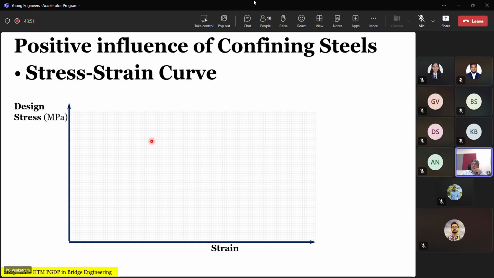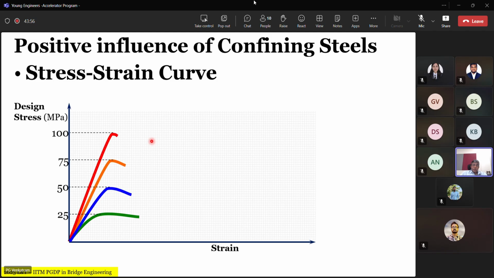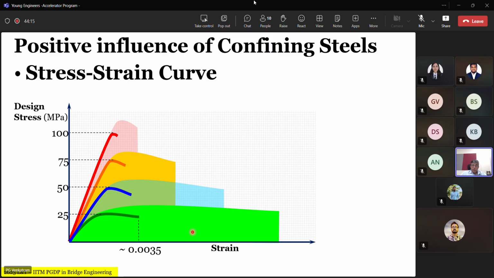Okay. Now, let's go back and look at the stress strain curves for concretes of 25, 50, 75, and 100. When we provide confinement, what happens to them? So you see, we have an epsilon cu of 0.0035 for the low strength M25. And when you do it in confinement, you will notice that this value of 0.0035 increases almost 3 times.